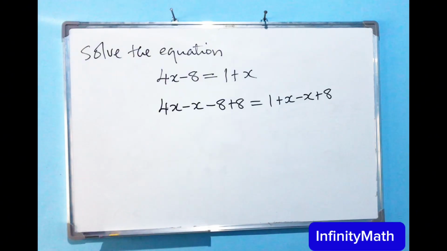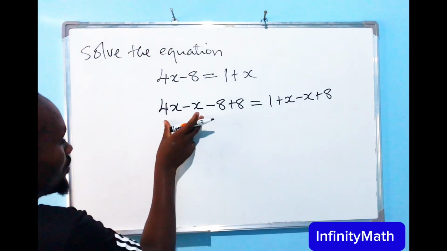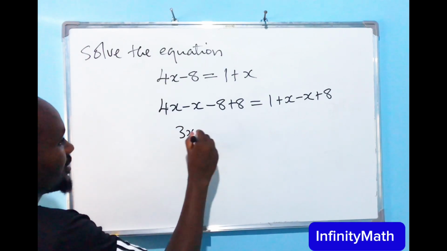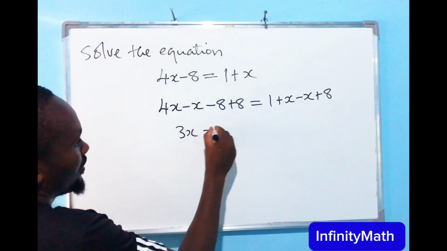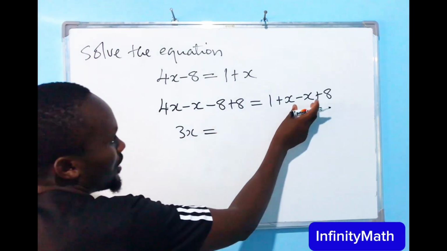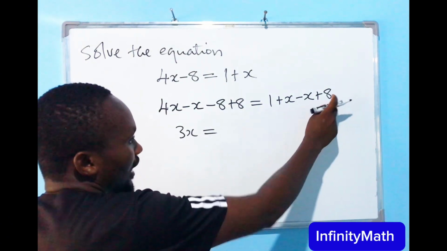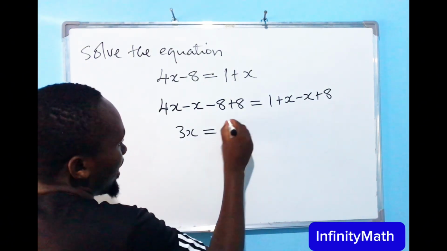With that said, the next thing that we are going to do is to simplify this. So what is 4x minus x? This should give us 3x. This will give us 0. This should equal to, this here will give us 0. So we're going to have 1 plus 8, and that should give us 9.